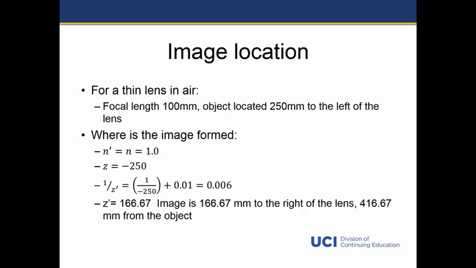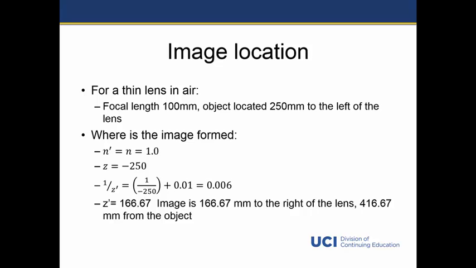Well, I'm going to assume, since I did say it was a thin lens in air, that object space media and image space media are both index of refraction 1, air. Z, my object distance, is minus 250. Remember my sign convention. Because it is to the left of my lens, it's going to be a negative distance. And what I want to do is find Z prime, where my image is located.